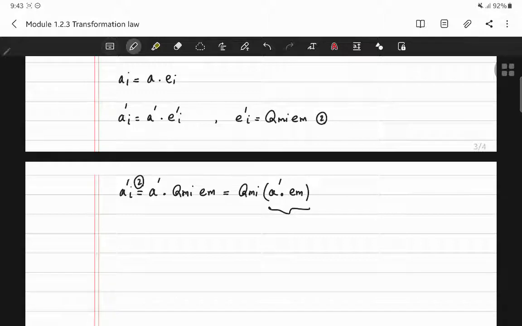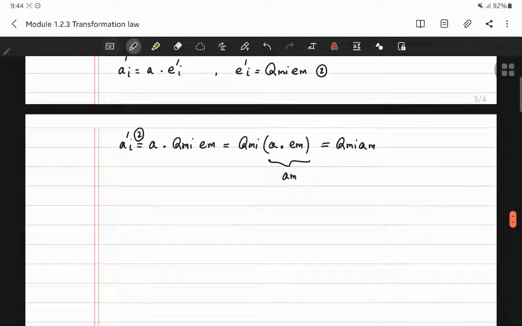I guess that I made a mistake here. So we have A_i is equal to A dot e_i, and A prime i is the same vector because we only transformed it, so there is no prime here. So we have A prime i is equal to A dot e prime i. And here again, it is the original vector, and we have used the transformation Q. It's an orthogonal transformation, so it does not affect the length or the angle of A. It just transforms it from one coordinate to another coordinate. So this is basically Q_mi A dot e_m. So this becomes basically A_m, and this is equal to Q_mi A_m. Therefore, finally, we get A prime i is equal to Q_mi A_m.